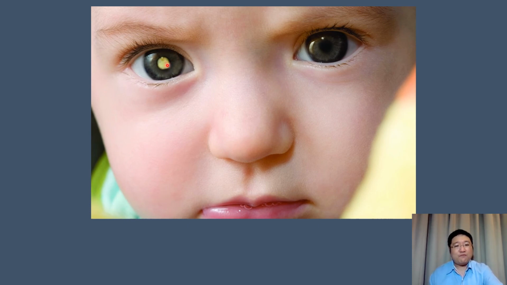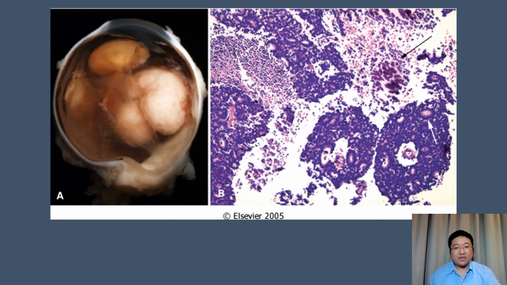So if we see something like this, we need to be careful, because this may be a sign of retinoblastoma of this eye, retinoblastoma. And here is the mass within the eye.